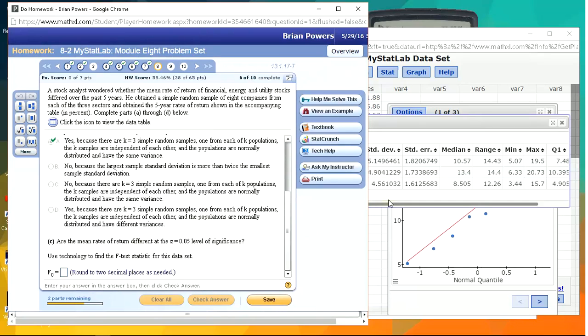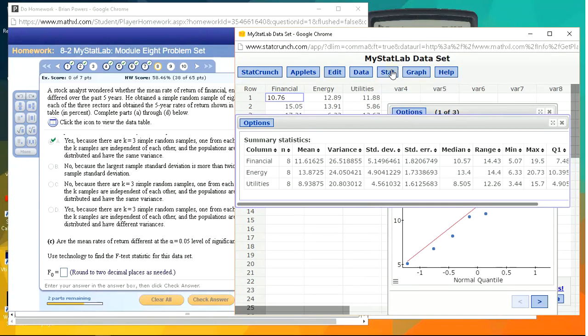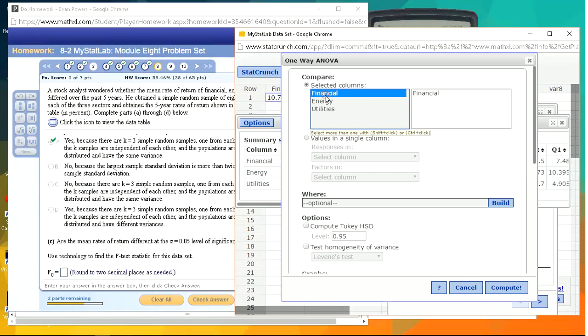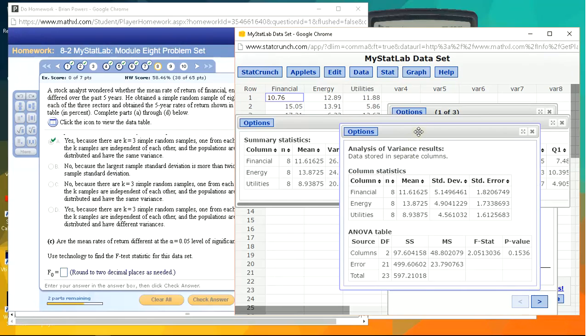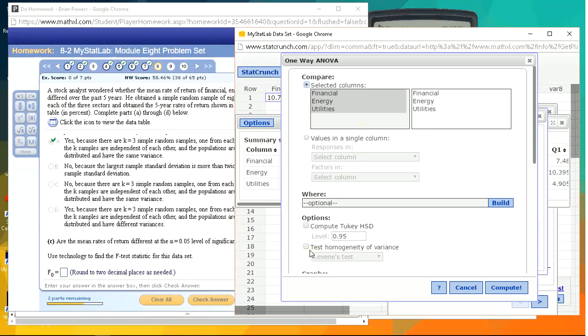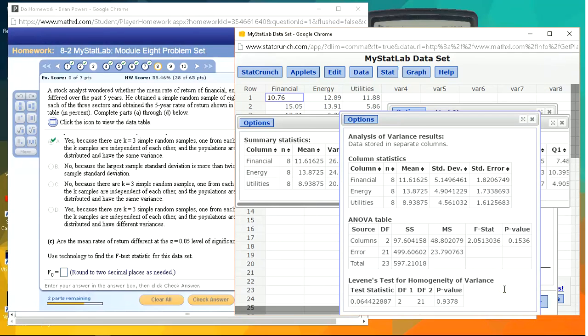Okay, so let's do the ANOVA test for this data. Let's do Stat, ANOVA, one way. Select our columns, compute. Standard output is fine. In fact, let's actually go back to the options. I want to show you something else you can do. Edit. Notice this test homogeneity of variance. Just check that off, and it'll test whether the populations have the same variance.